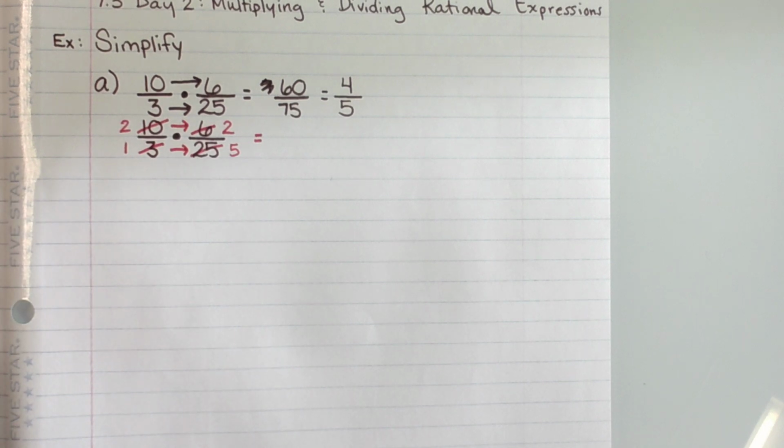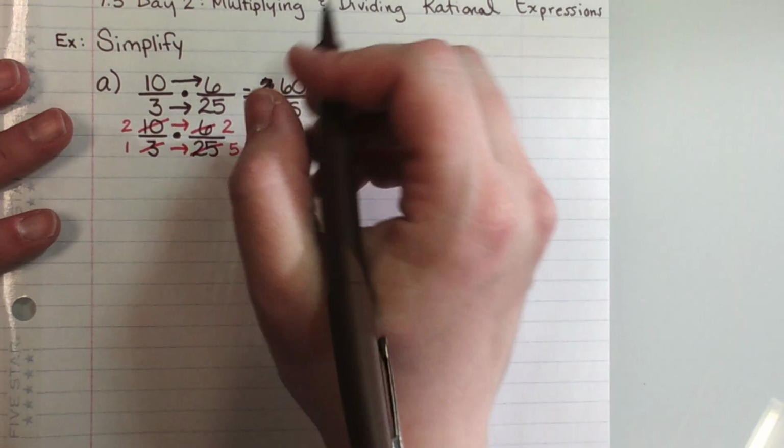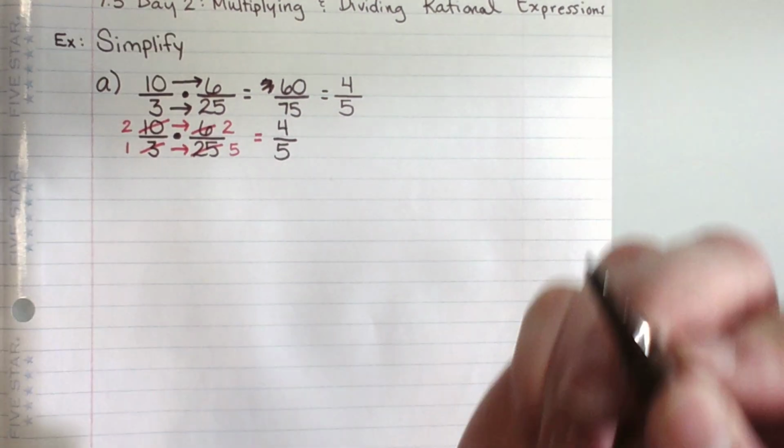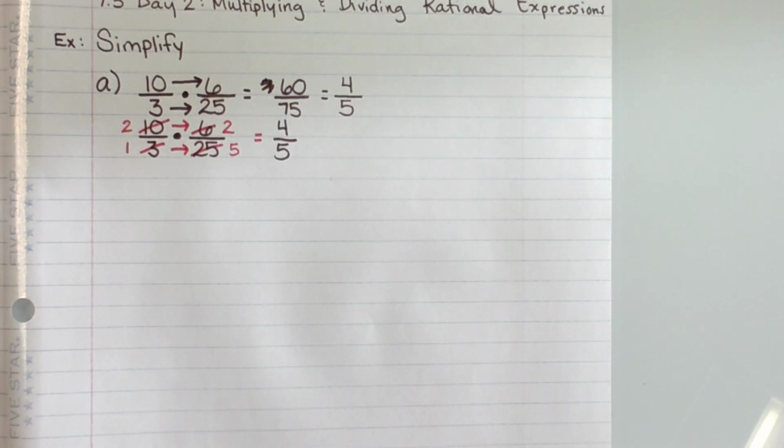2 times 2 on top, 1 times 5 on bottom. 4/5. It can save you some of the simplifying doing it that way. You don't have to do it that way. There's not going to be any great advantage of doing it that way when it comes to what we do today, but it is something that saves a little bit of writing sometimes. Now that's multiplying. Today we're also going to be dividing.